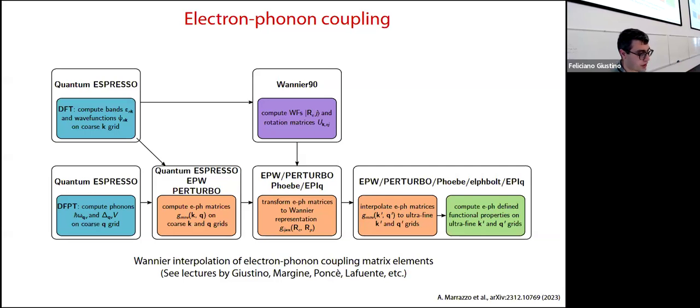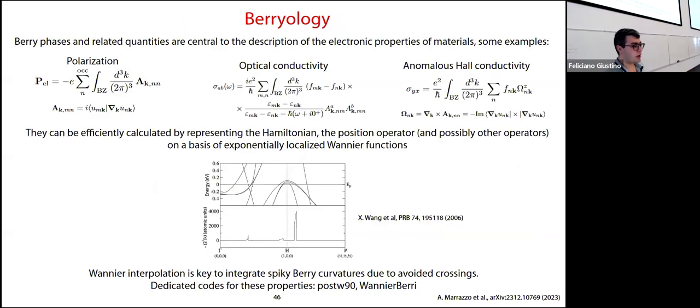And this will be covered in full detail. Now, what other examples I would like to share with you are related, for instance, to Berry phases. So these are properties related to Berry phases that are really central in the description of the electronic properties of materials. And one is the polarization, which, as Nicola said to you yesterday, is actually a Berry phase. So this is a Berry phase, and A here is the Berry connection.